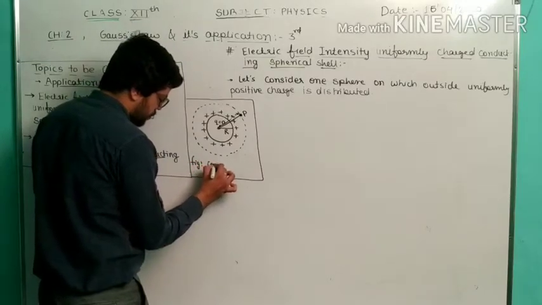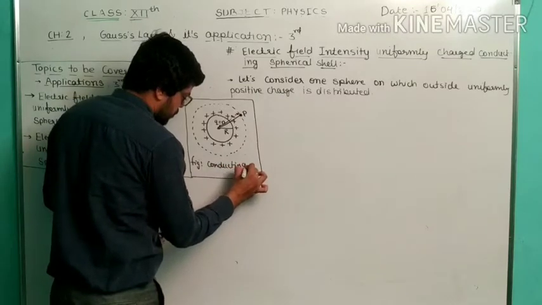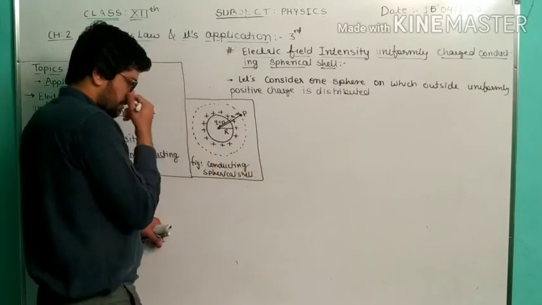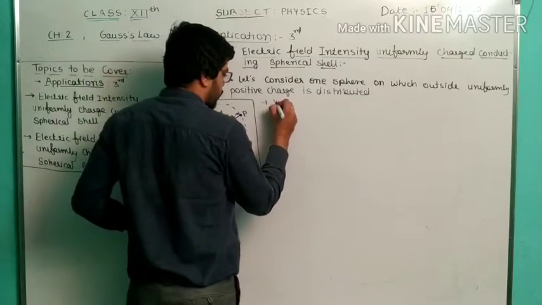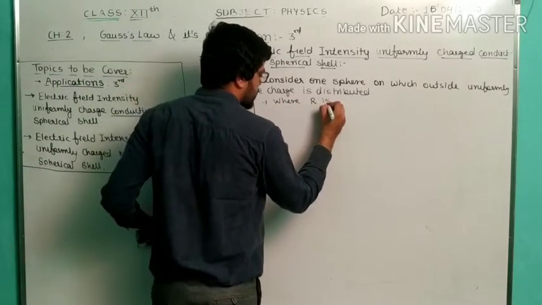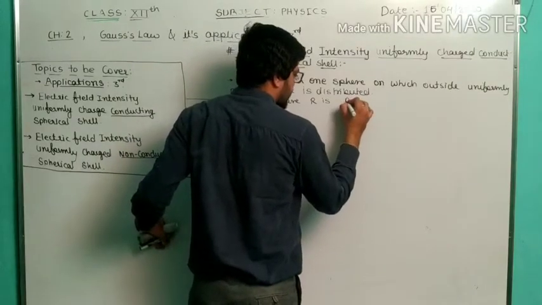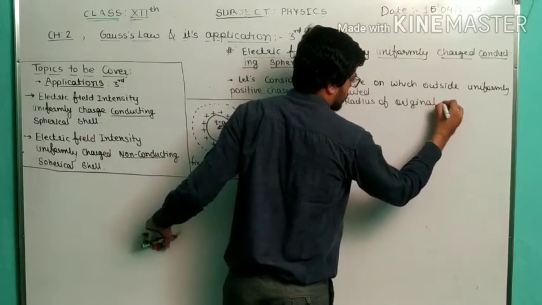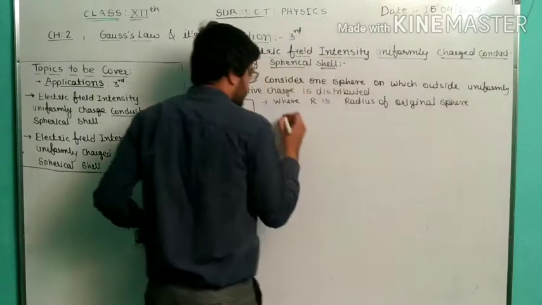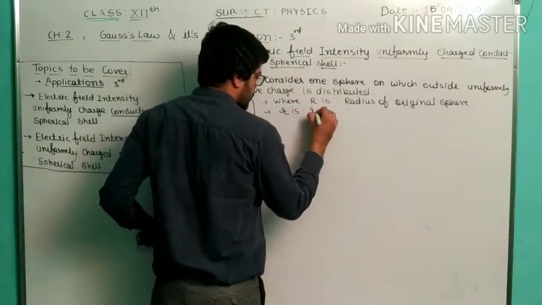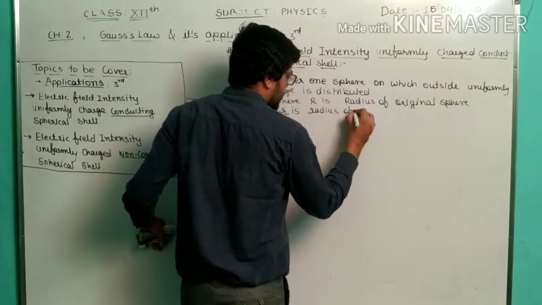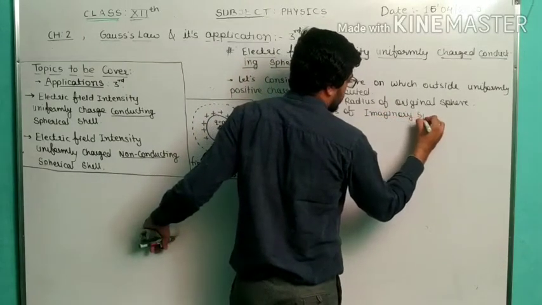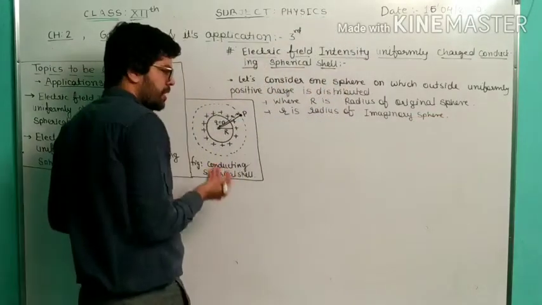Figure: conducting spherical shell. Here capital R is the radius of the original sphere, and small r is the radius of the imaginary sphere.